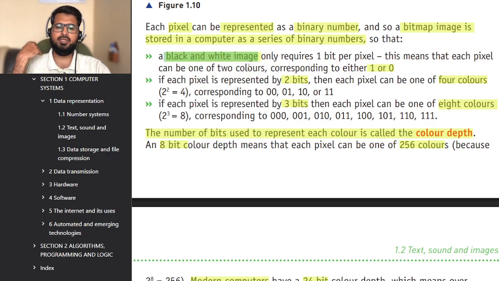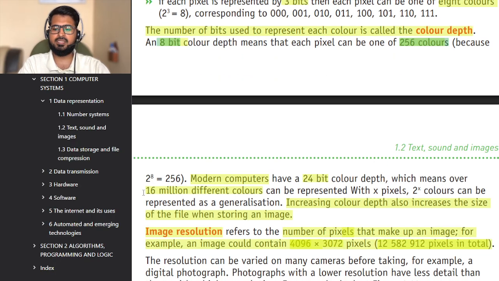But we want to increase the four colors. We are taking the example of some flag which contains four colors, so we need to use 2 bits, right? So we will have a four colors combination, and then we increase it to 3 bits, so we'll have eight color combinations, right? And when we are using 8 bits, we will have a 256 color combination. And in modern computers we are using 24 bits, which have 16 million different color combinations.